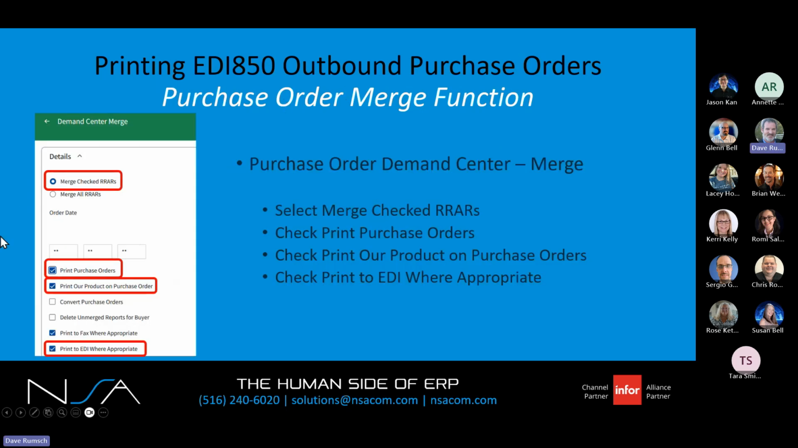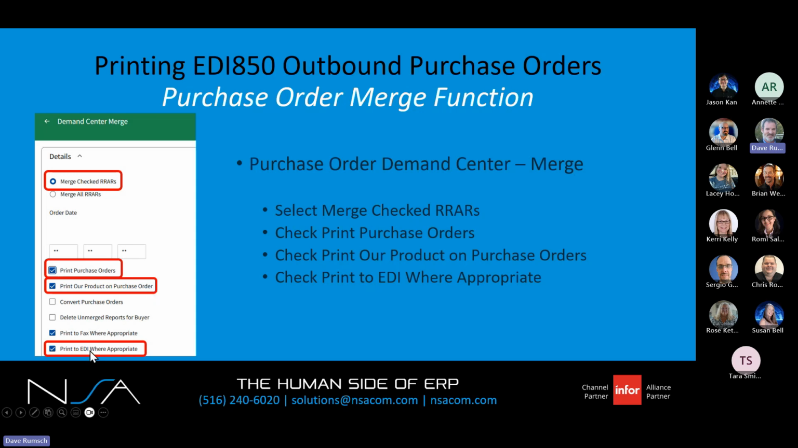That will pop up this screen right here. On the left side is the demand center merge. You select to merge the RARs, the replenishment reports. Select print purchase orders. Check the print our purchase order product on the POs. Now, the reason that I do that is because it will always print the vendor's product, but I want to send my product just in case. So if the vendor has it, they might be able to send it back. So I always do that. That's a preference as to printing our product on POs.